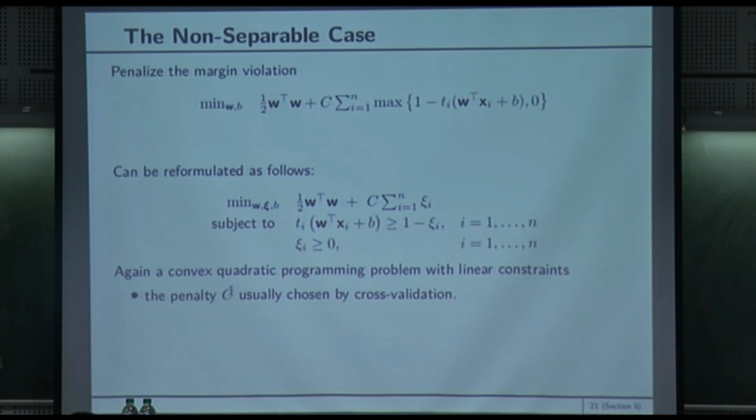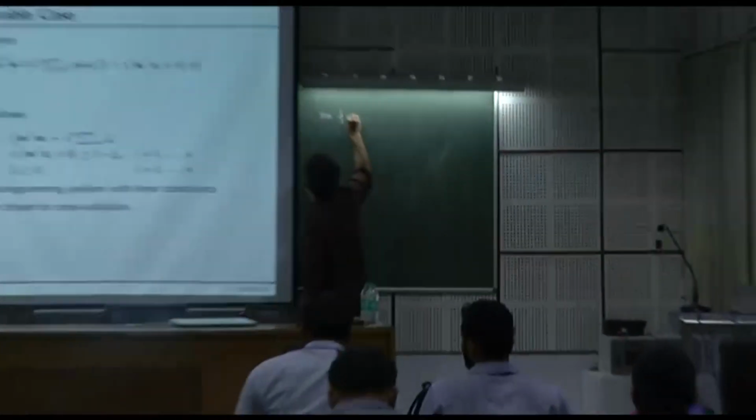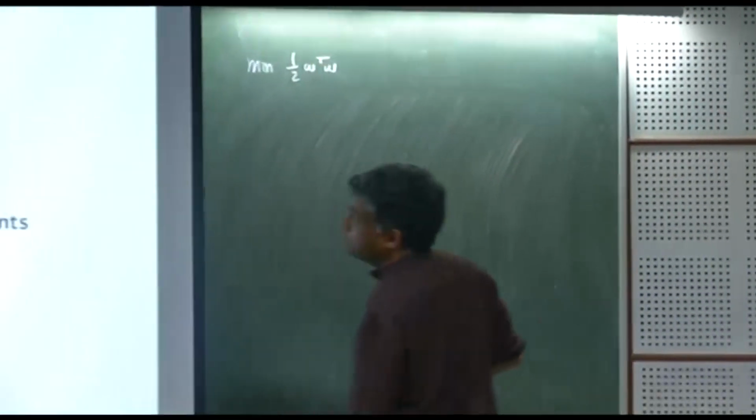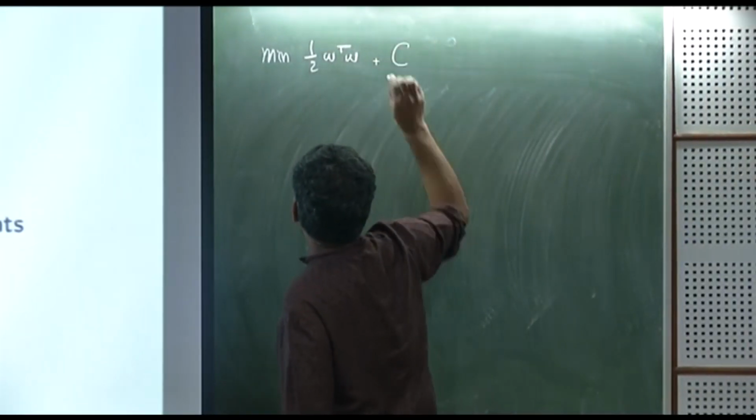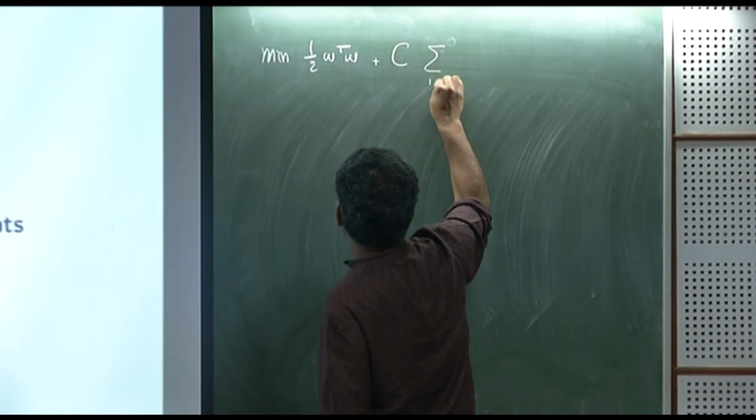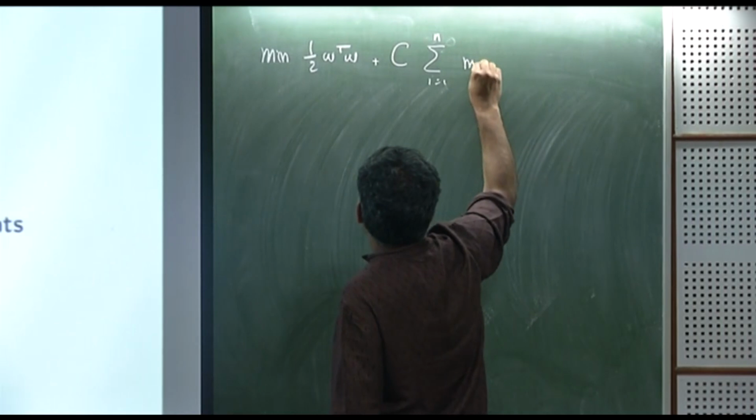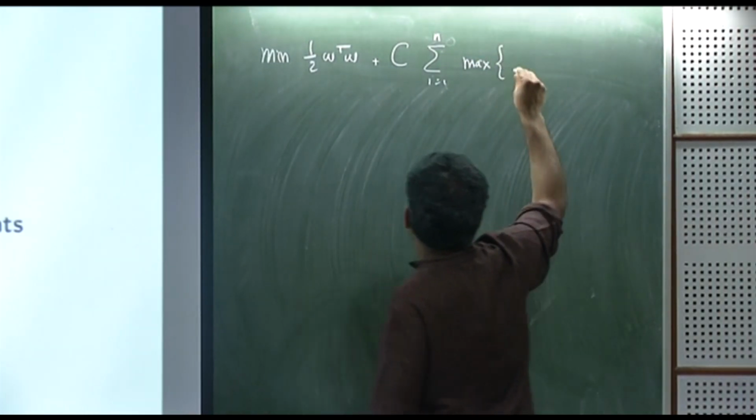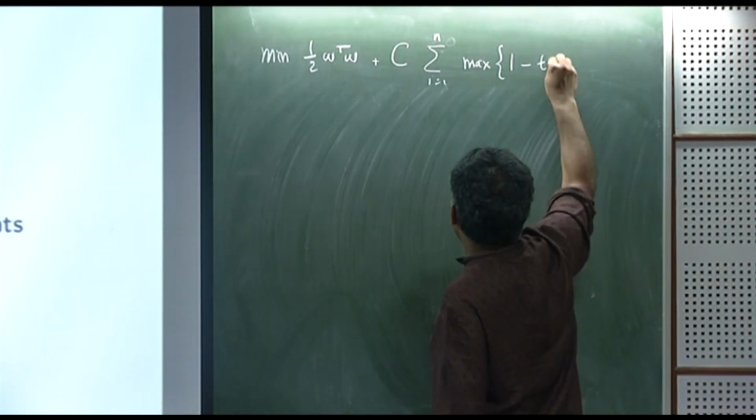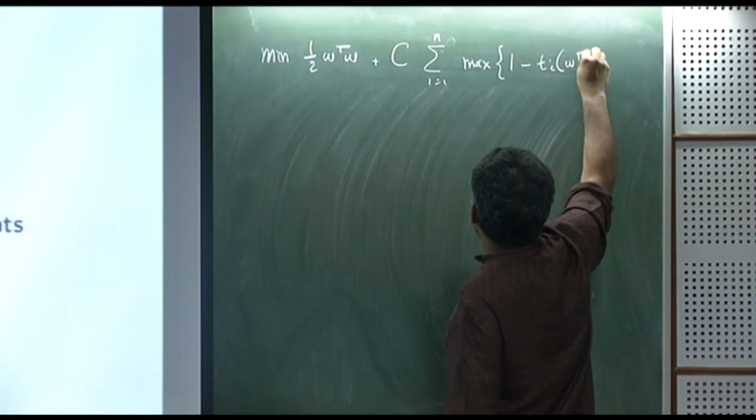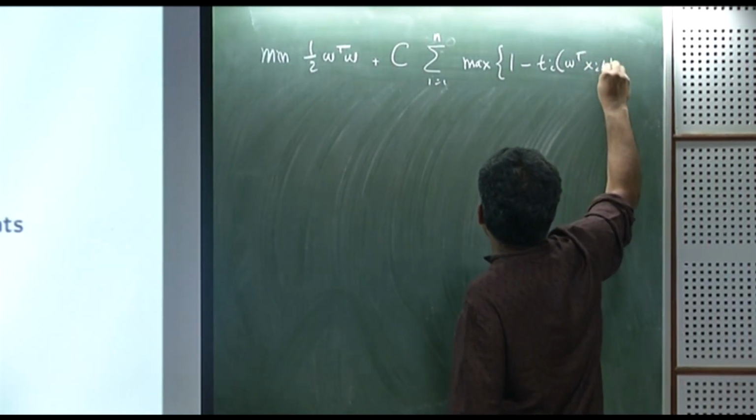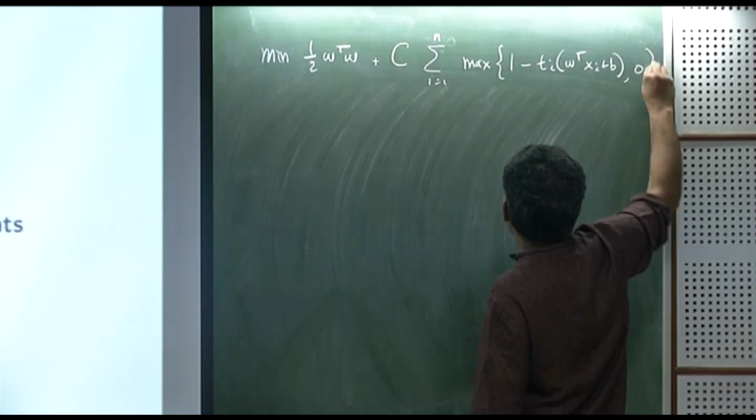So let me motivate that for you and see how we can do things with that. I want to solve the problem: minimize 1/2 W transpose W plus C times the summation over i going from 1 through n of the maximum of 1 minus Ti times (W transpose Xi plus B), and 0.